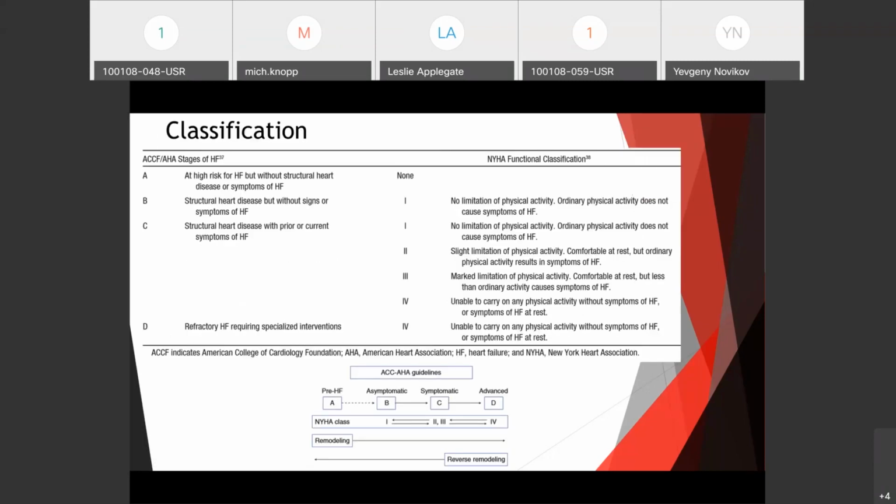I know you all know about this, which is the classifications where you have the NYHA on the right side and then the ACC on the left. NYHA focuses purely on symptomatology, while your ACC classifications are progressive only. They don't revert back, and they have a structural component and to some extent some symptomatology.